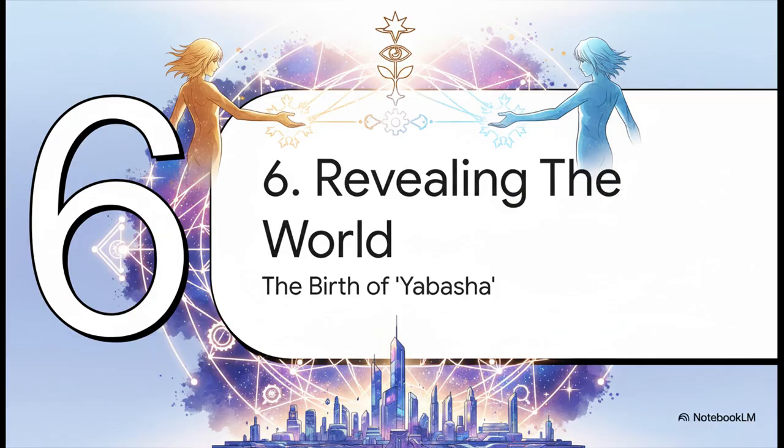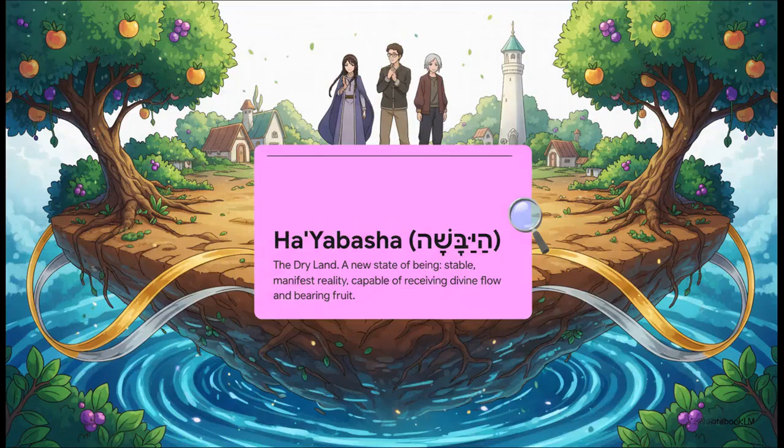So what's the ultimate result? What's the big payoff for this great gathering, this cosmic tikkun or rectification? What happens when the operating system is finally stable and ready to go? The verse concludes, and let the dry ground appear. V'tera'eh hayabasha. This dry land is the grand prize. It's so much more than just dirt or soil. The Yabasha represents the emergence of a completely new state of being, a stable, manifest plane of existence. It is the world as we know it, a solid foundation, a vessel that is finally capable of receiving that balanced, reconciled divine flow and actually using it to sustain life and produce fruit.